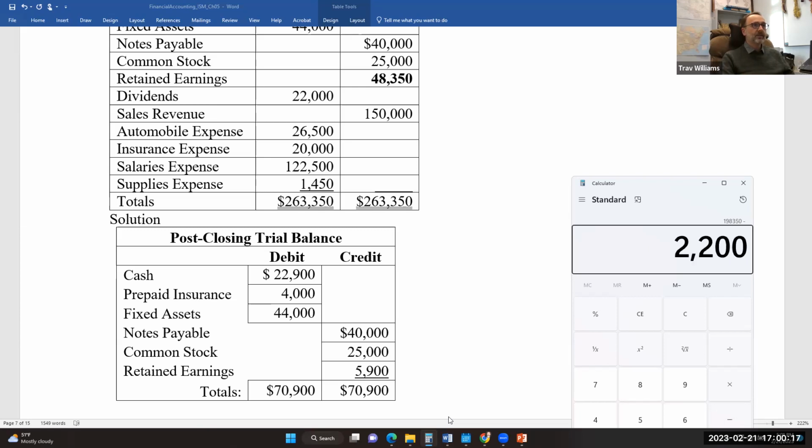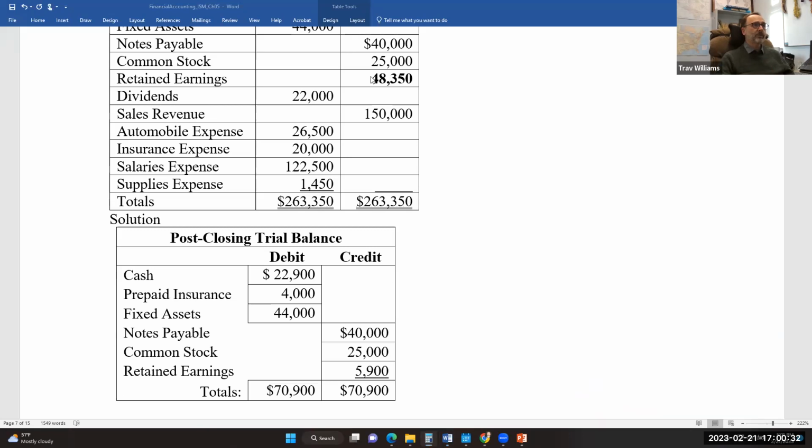So let's take out the dividends. Let's take out all of the expenses. And let's see if I did it right. Perfect. Our ending retained earnings came out to 5,900. So what we did, we took our beginning retained earnings plus our revenues, subtracted all of our expenses, and we got $5,900. So that would be our ending retained earnings.